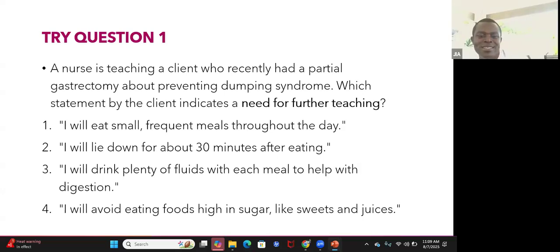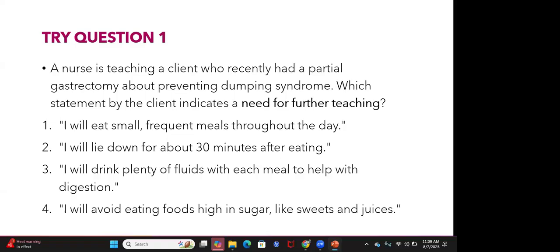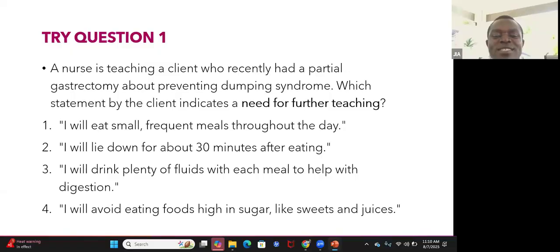So my first question here, I need a reader to help us read. Let us test ourselves on dumping syndrome. Carry on. A nurse is teaching a client who recently had a partial gastrectomy about preventing dumping syndrome. Which statement by the client indicates a need for further teaching? We are looking for bad answers, right?